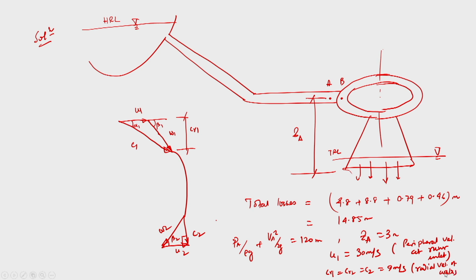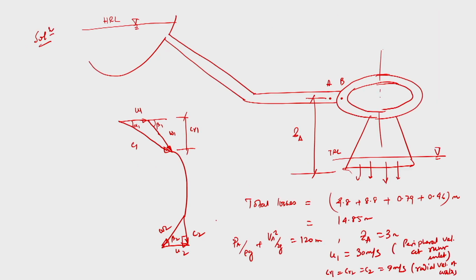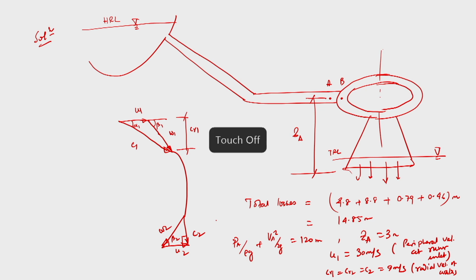So what do we have to calculate? We have to calculate beta 1 and beta 2. We already know that we have to calculate the guide vane angle, runner blade angle at the inlet, and pressure heads at entry and exit from the runner. So we will proceed to solve again. We know this data, then 120 plus 3, that is the total head, which will be equal to how much?